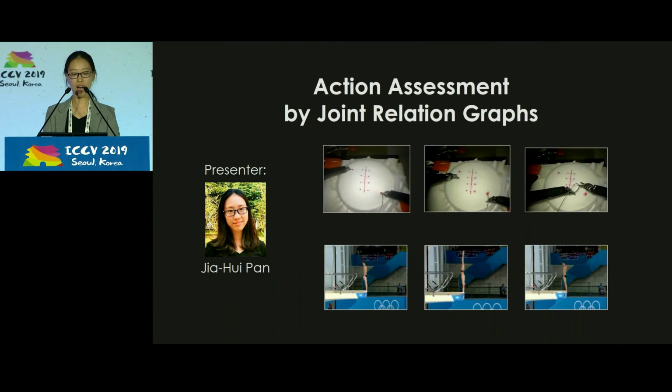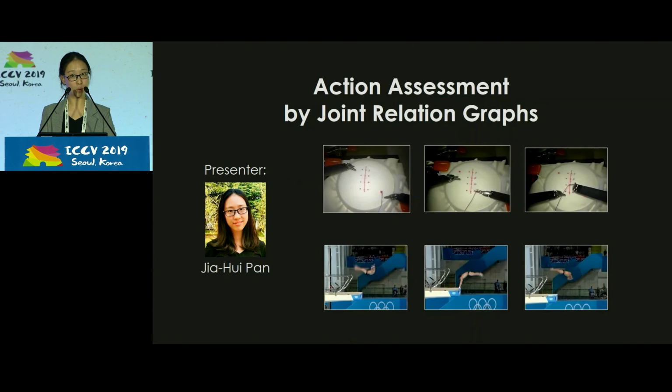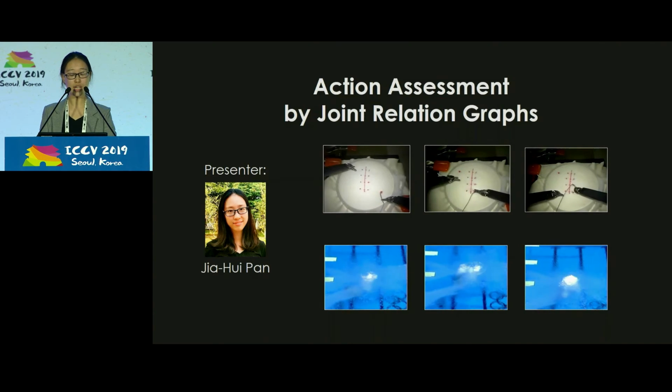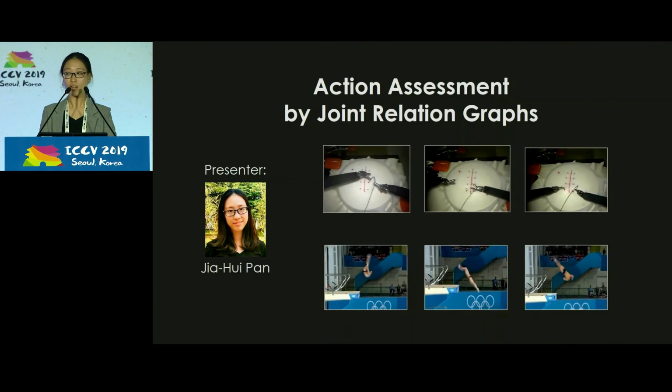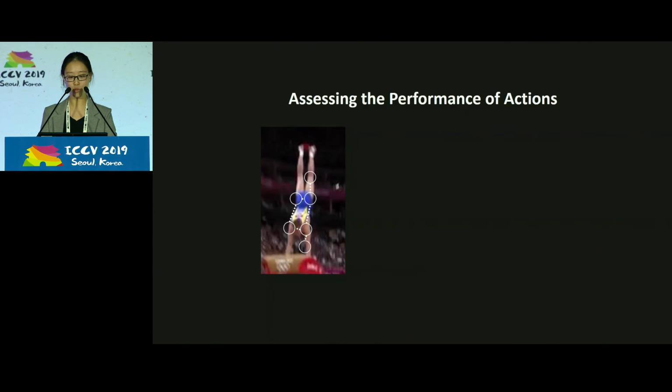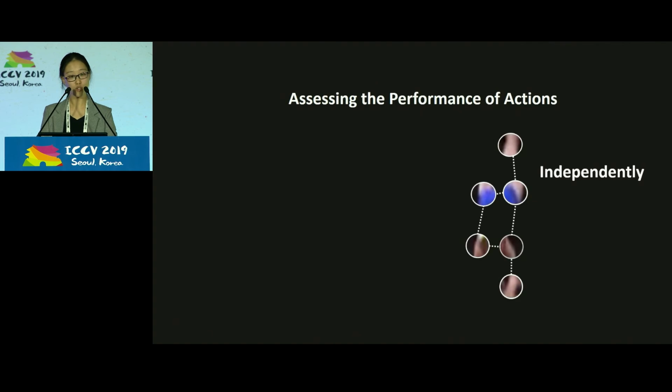Action assessment is the task of assessing how well an action is performed. It is widely applicable to many real-world scenarios, such as medical treatment and sporting events. Different from recognition, assessment focuses more on detailed motion. Still, we don't assess the performance of each joint independently. We have to refer to the states of its neighboring joints. A certain joint motion pattern does not always indicate high skill. It can be normal in some cases, but a flaw in others.